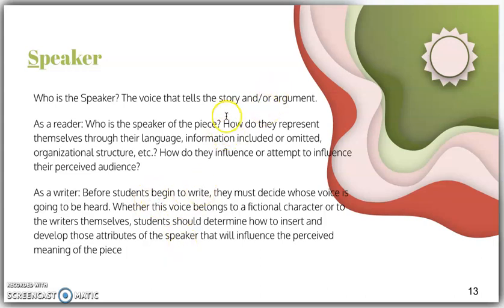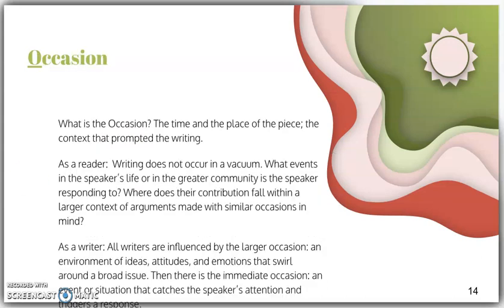How do they represent themselves through their language, information, organizational structure, and how are they attempting to influence their perceived audience? Sometimes, if you're reading a newspaper article, the speaker might not always be the person directly writing it. It might be the person they're writing about, or maybe they are the speaker because they are giving their biased opinion about something or about an event that's happened. A lot of times the speaker is probably going to be pretty obvious, but I just thought I'd throw that out there.